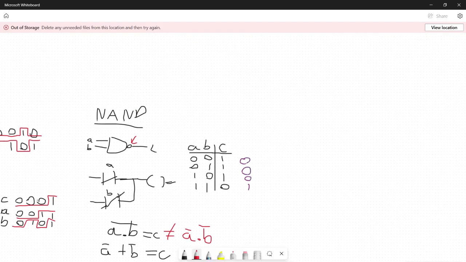Now if we go back to our timing diagrams, let's just do a quick look at that. We're going to say C, A, B, 0, 0, 1, 1, 0, 1, 0, 1. And we're going to just draw. You've seen this before.